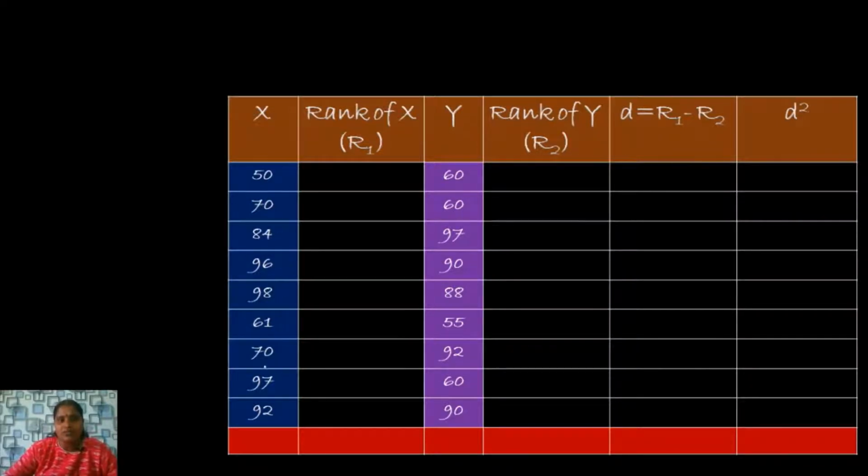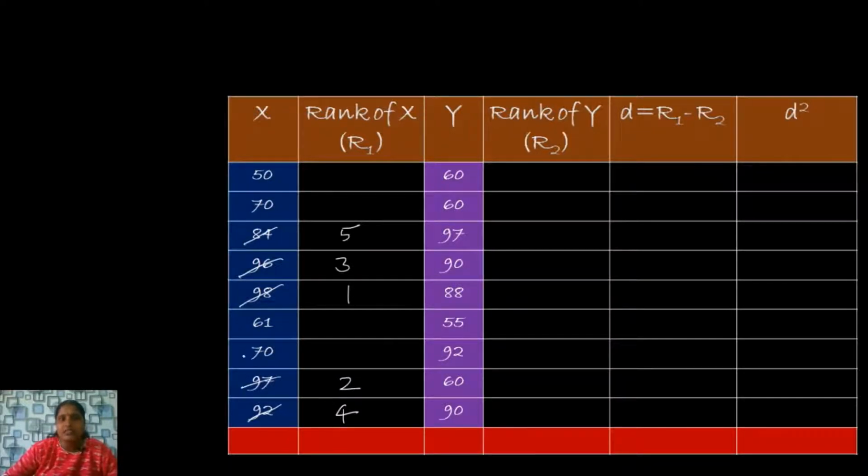Look at the values of x. Here the highest value is 98. I am going to assign rank 1 to 98. And the next highest value is 97, so I am going to assign 2 to 97. And the next highest value is 96, so rank 3 is for 96. And the next highest value is 92, so assign rank 4. And the next highest value is 84, so assign 5 for 84.